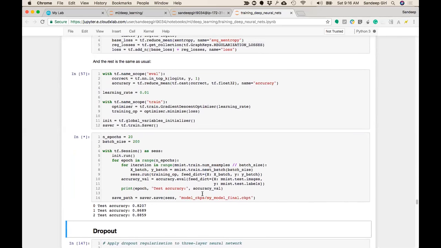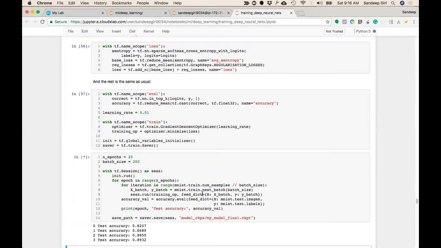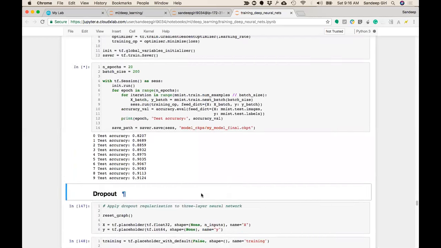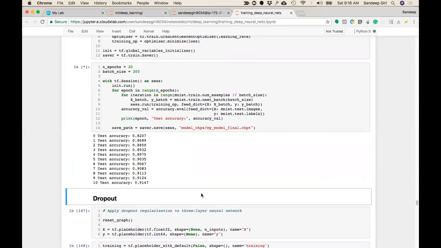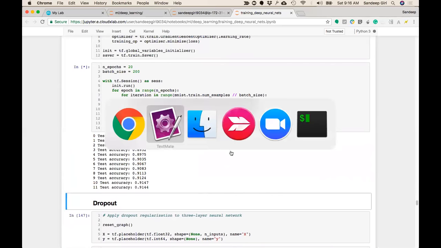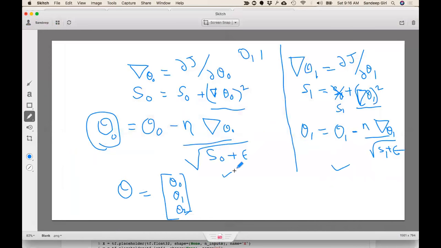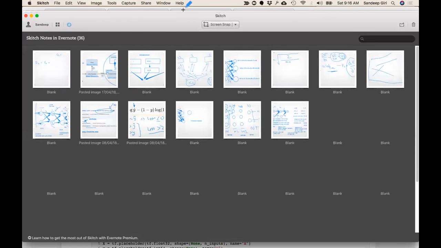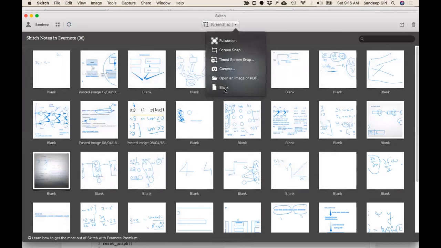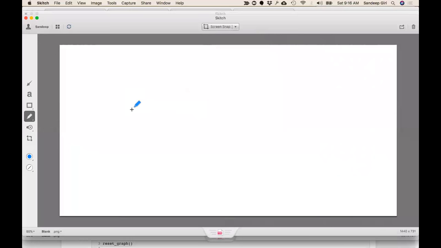Question is, what's the difference between L1 and L2? In L1, we find the absolute value of the weights. In L2, we square the weights. Okay. All right. If you want me to do this, I could just walk you through it. Let me just explain in case it's not clear.